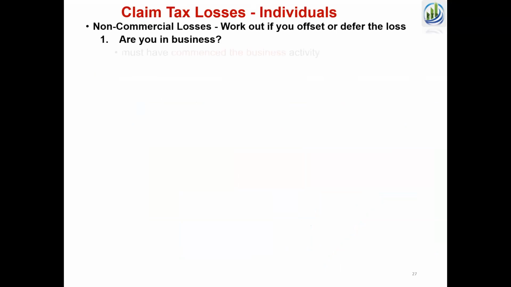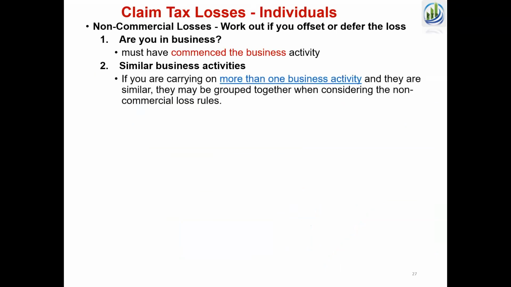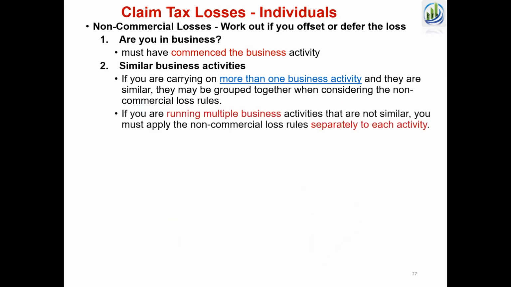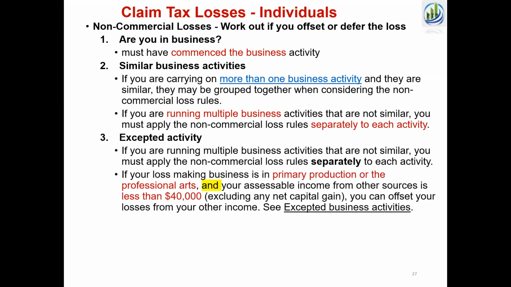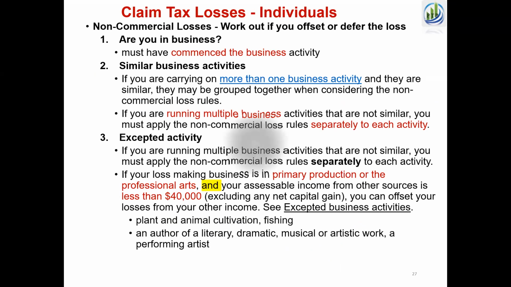Now we will come back. This is applicable only if you are in business, as a sole trader or partnership, and if you are running a business, yes, we can. On the excepted activity, I explained very clearly: primary production or professional arts, and your assessable income from other sources is less than $40,000. In that case, you come under an excepted activity and you can offset against your income, right?